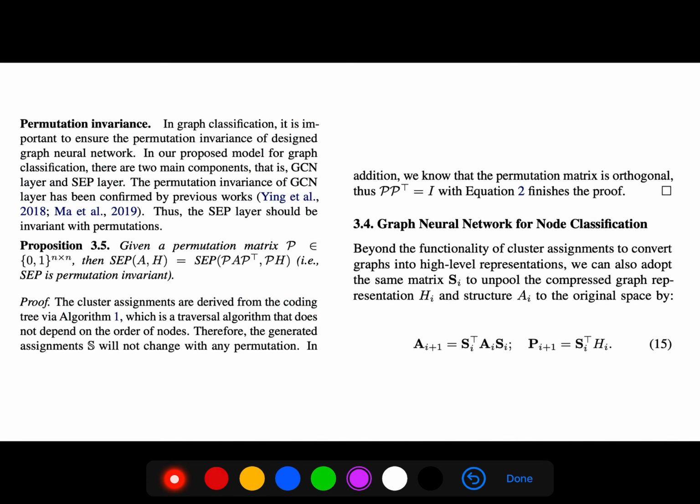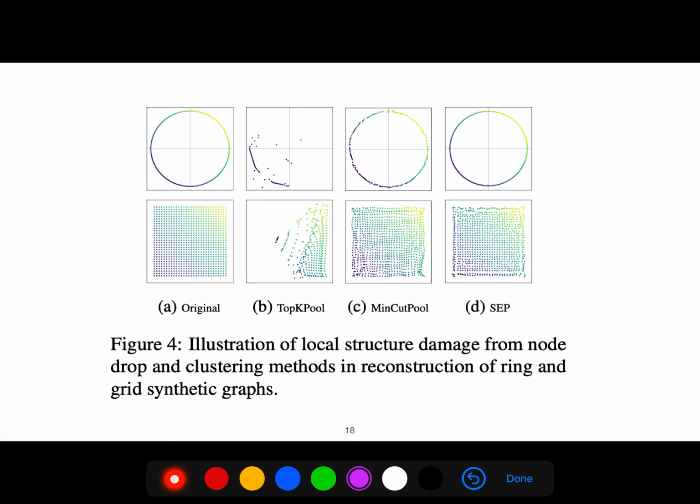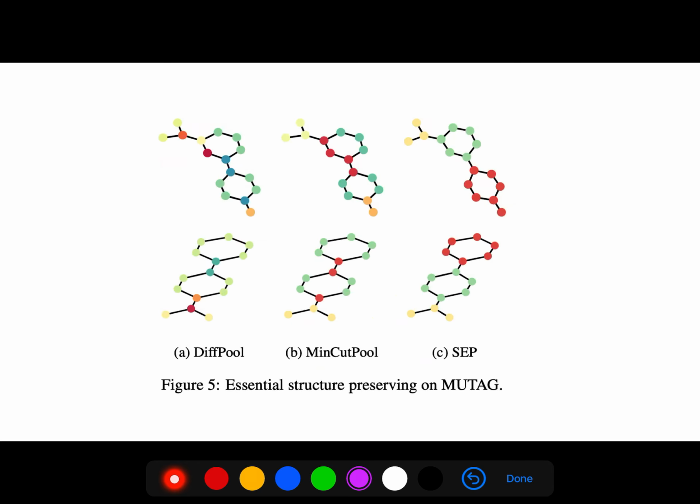Then they do graph classification and node classification as well. They compare it with TopK pool and MinCut pool, because it's hierarchical pooling, so they compare it with these state of the art. And you see the essential structure preserved in MUTAG, finding the mutagenic molecules. You see the essential structure. Maybe the MinCut pool only selects this part instead of having something meaningful. So this one looks more interpretable.